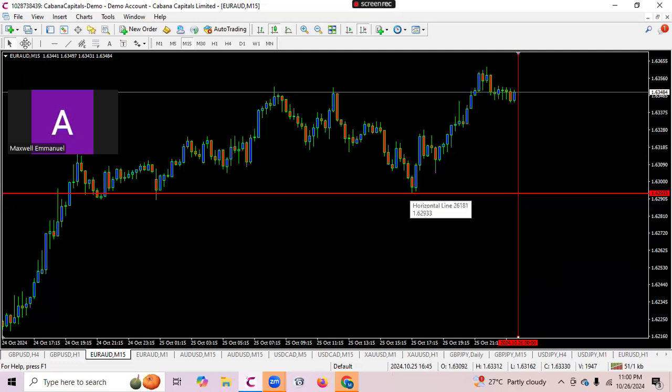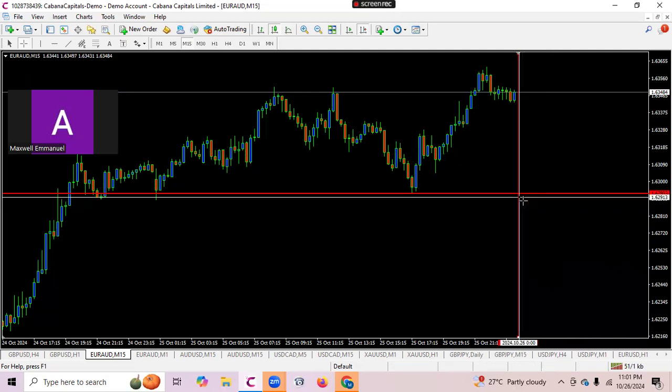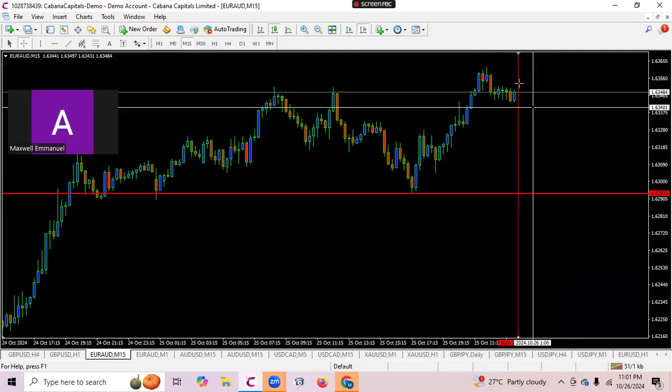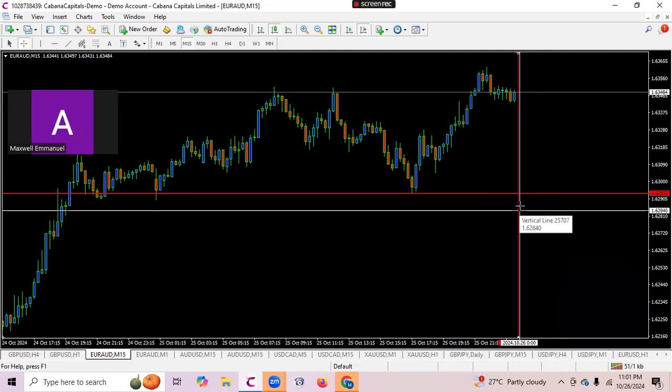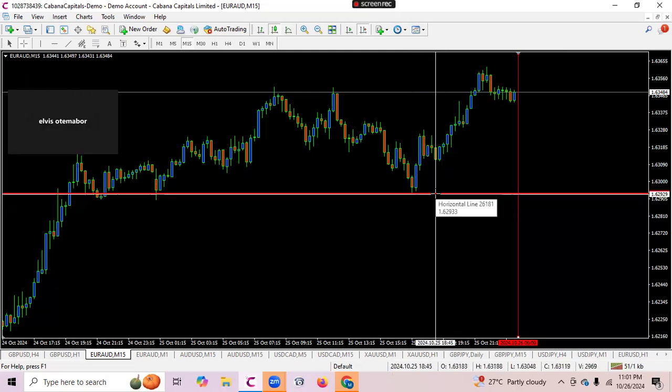Okay, you can also go in if you are comfortable with the pip risk. You can execute the trade, but you ensure that your lot size is reduced. You ensure that the dollar amount you would lose on that trade does not exceed your daily maximum drawdown. I hope you're getting me. So you can decide to sell immediately price breaks this low, or wait for price to fill the fair value gap that will be created after this low or before this low is cleared.